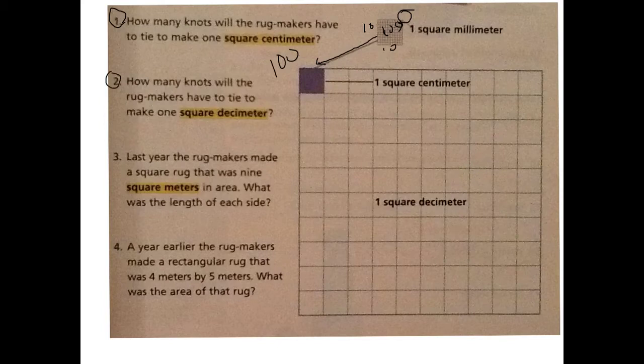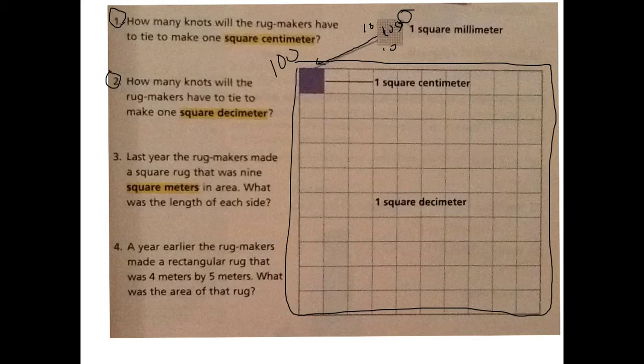Okay, now we look at number 2. How many knots will a rug maker have to tie to make 1 square decimeter? Well, this whole square here is a decimeter. A decimeter is 10 squares wide and it's 10 squares long. So we know that each square is going to have 100 knots. So basically we have a 10 by 10. So 10 of these would be 1,000, and 10 of these would be 1,000. And then when we multiply that together, we get 1,000,000 knots in 1 square decimeter. So that would be 1,000,000. That's a lot of them.